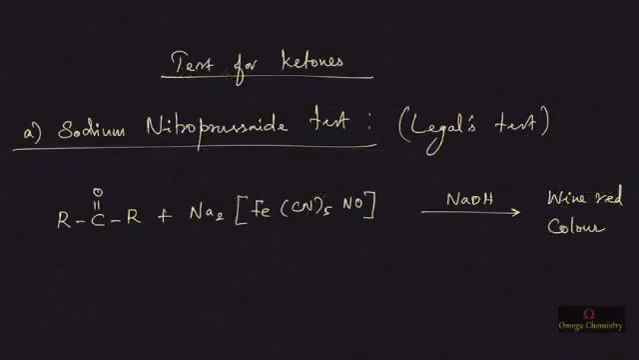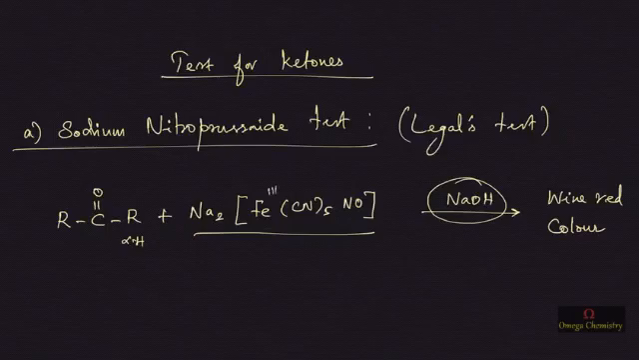Now let us see the tests for ketones. The first test is the sodium nitroprusside test, also called Legal's test. When ketones are added to sodium nitroprusside in an alkaline medium, one of the alpha hydrogens will be removed, and the ketone part will coordinate with the Fe3+ ion present in sodium nitroprusside to form a complex ion whose color is wine red. Aldehydes will not give this test, so it is the confirmative test for ketones.